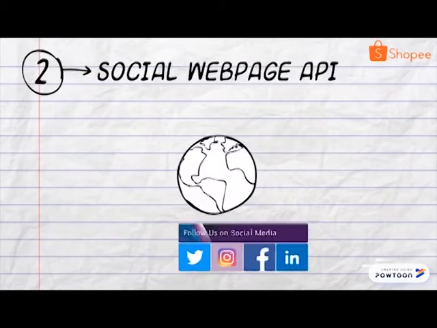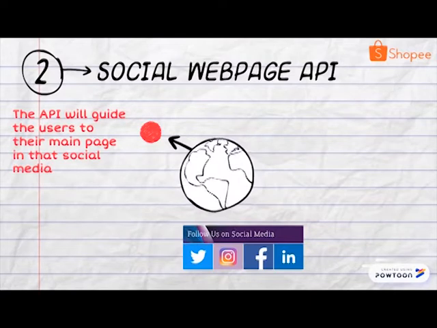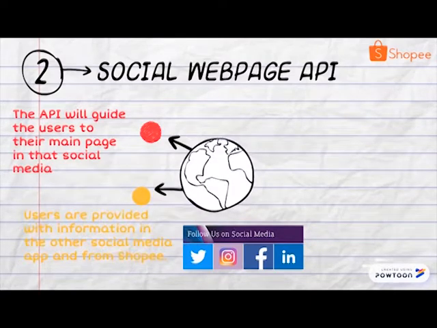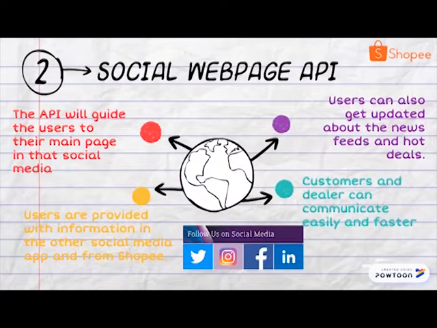Page API. The API will guide the user to the main page in the social media. Users are provided with information in the other social media apps and from Shopee. Users can also get updates about the news feed and hot deals. Customers and dealers can communicate easily and faster.